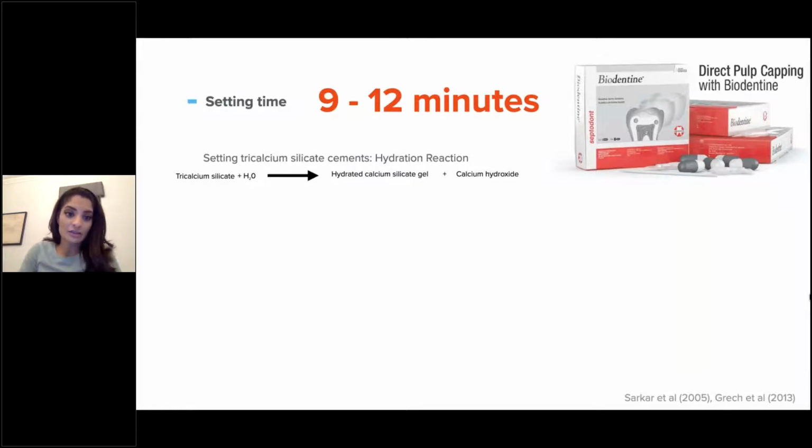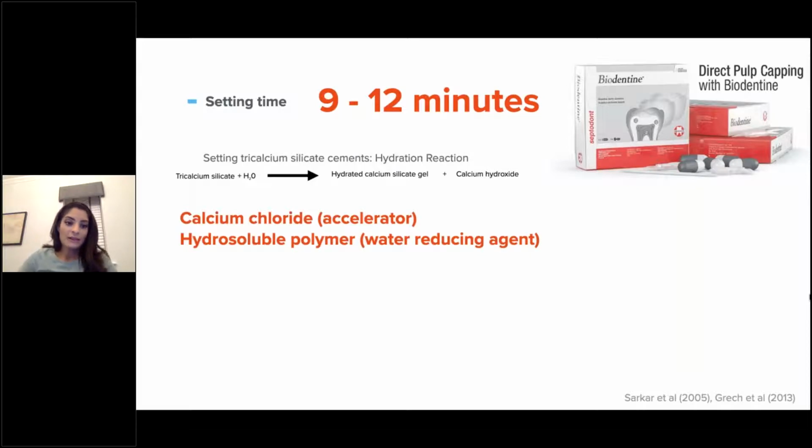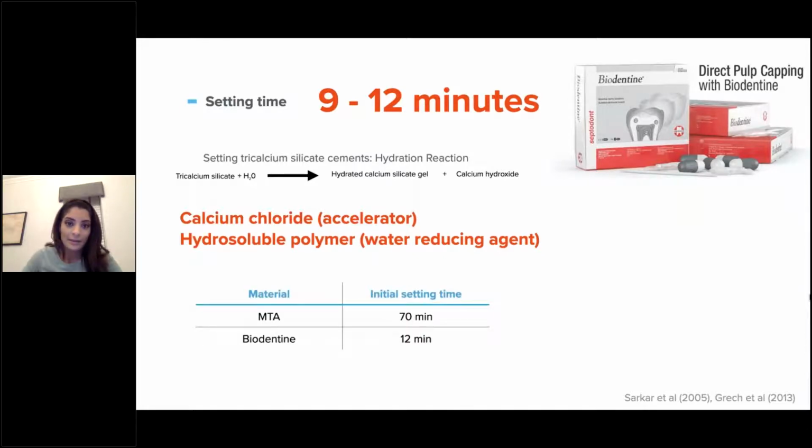And the setting reaction of tricalcium silicate cements is a hydration reaction. So we get calcium hydroxide release, which is responsible for the alkalinity. But calcium chloride and the hydrosoluble polymer are accelerators, and that's what gives it a much shorter setting time compared to MTA. And it's a big advantage because it means that we can actually finish the treatment maybe in one session, compared to MTA, where we have to put a damp cotton wool pledget onto it and return and finish treatment at a separate stage.